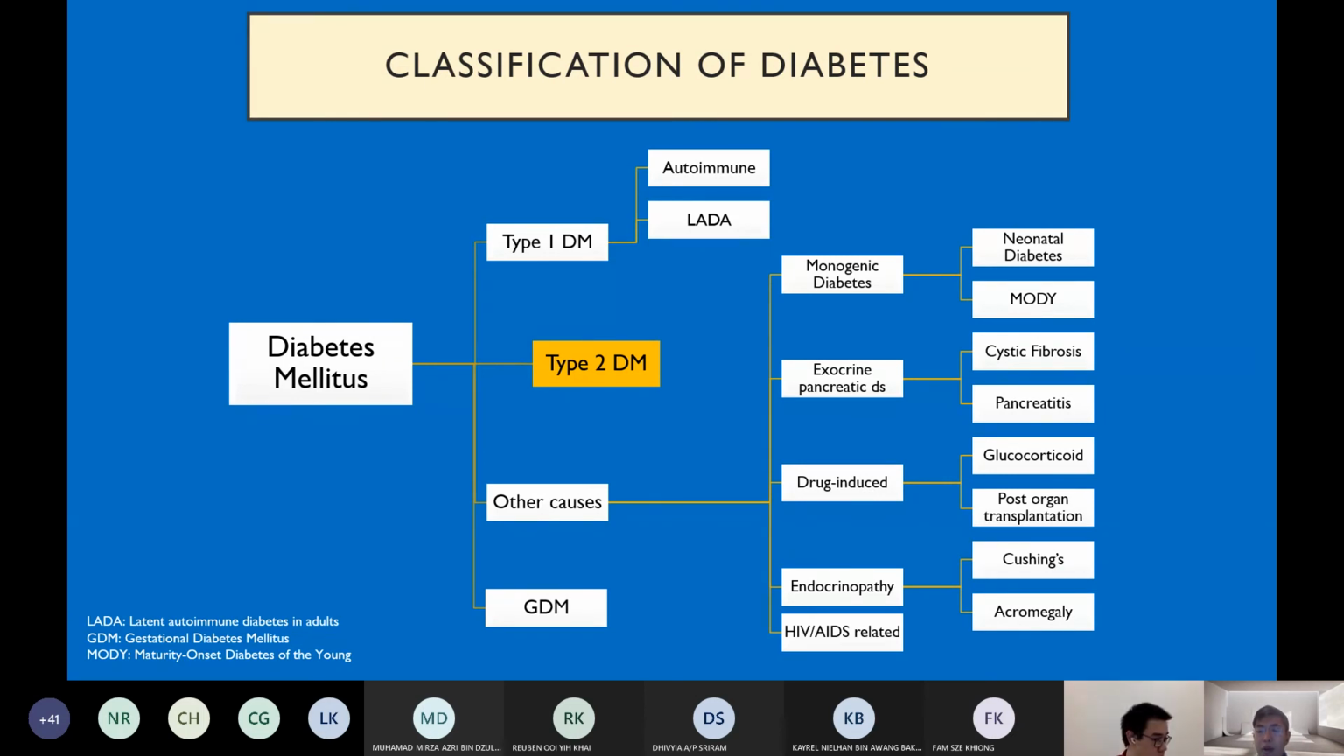And then, for example, your Cushing's as well. Okay, if they have Cushing's, then the treatment of the underlying Cushing's disease by removing the tumor will actually help to control your diabetes. Yeah, Cushing's or acromegaly. So that's why it's very important to understand the pathophysiology behind the type of diabetes that your patient has, to tailor your treatment accordingly.